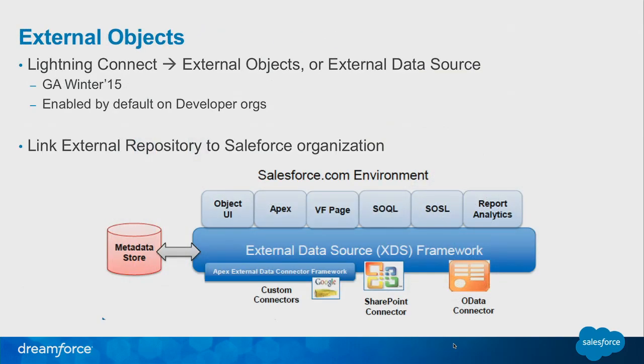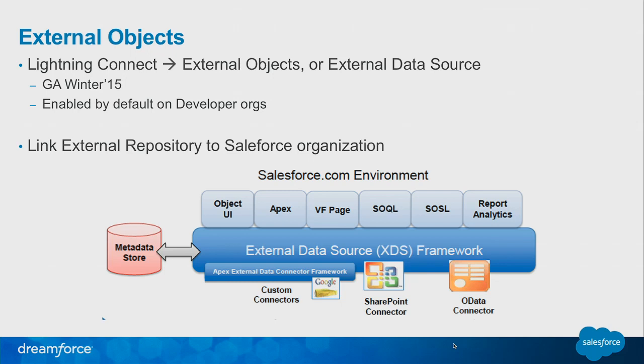Let me explain a little bit more about external objects. The marketing name is Lightning Connect, so you will find it with this name. But we can also know it as external object or external data source. It will be available now for Winter '15, and it's enabled by default on developer orgs. Any other org, it will be under request.